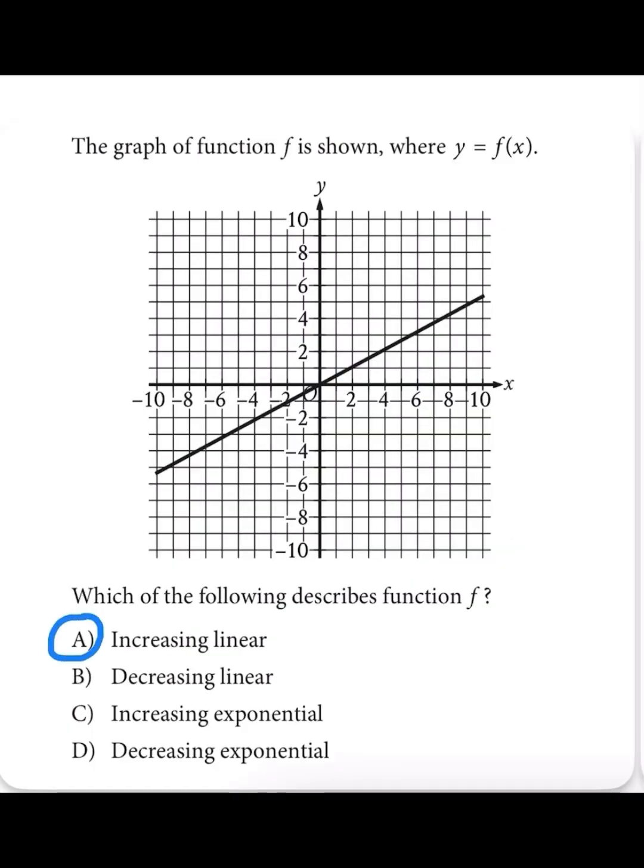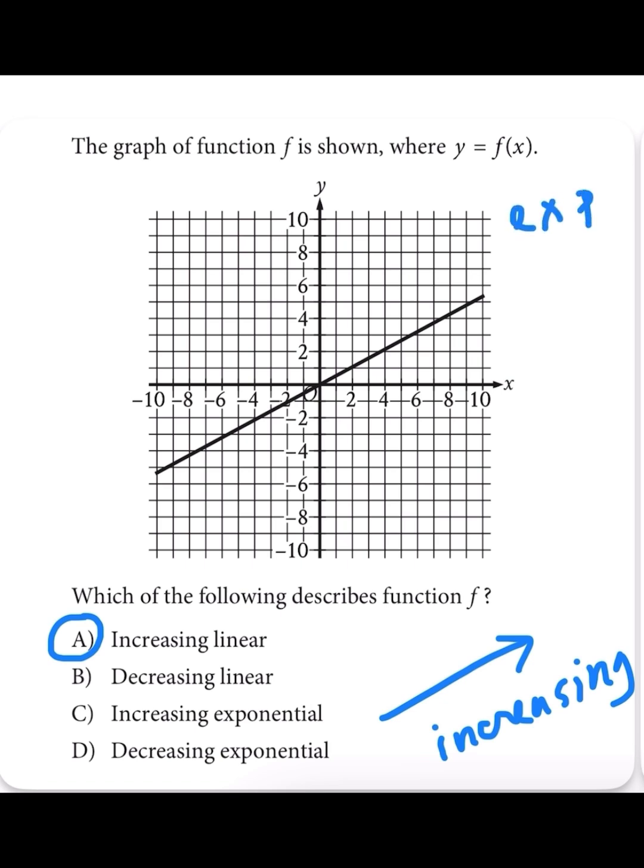The graph is increasing because it's going up. The y values are increasing with the increasing values of x. A straight line is a linear function. An exponential function is never a straight line.